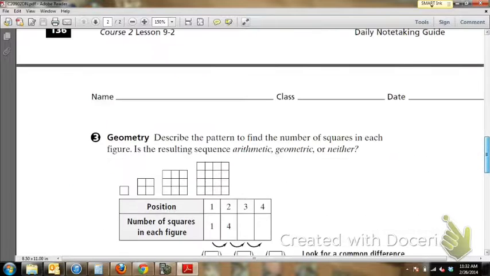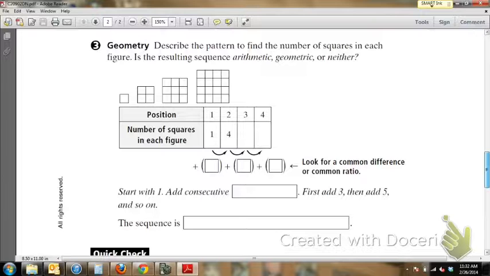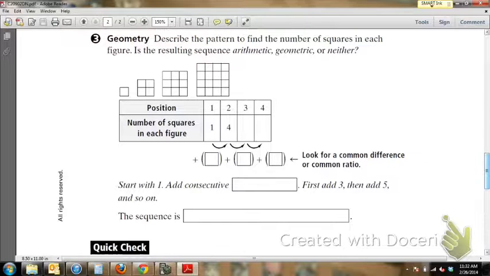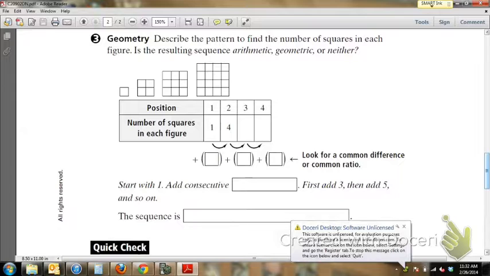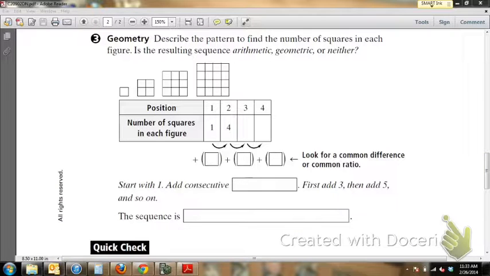What happens if we have patterns using shapes? So describe the pattern to find the number of squares in each figure. Is the resulting sequence arithmetic, geometric, or neither? It could just be a sequence or a pattern. It doesn't have to be arithmetic, or arithmetic is the fancy way to say it, or geometric. So let's take a look.